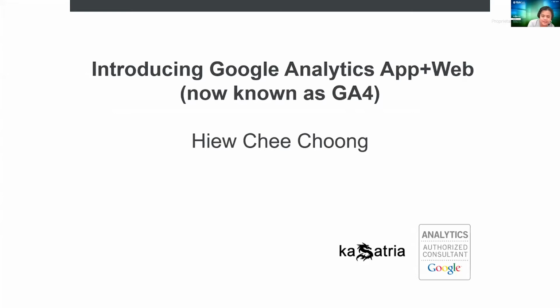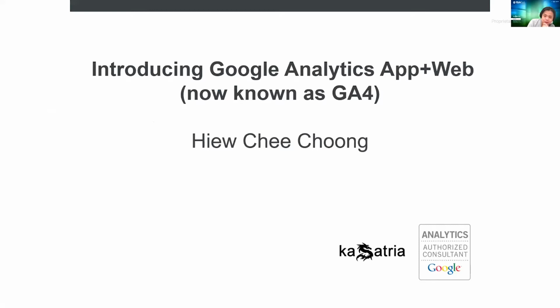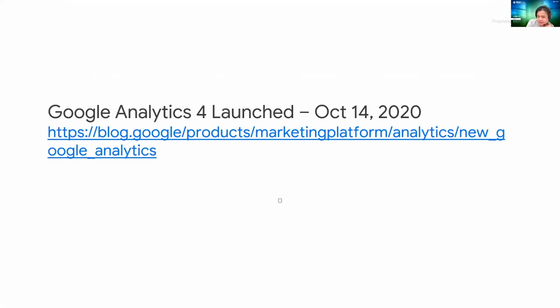Originally, the title of the session was introducing Google Analytics App+Web, but it has changed because in between the planning of the session and today, Google Analytics 4 actually launched on October 14th. So what was previously known as Google Analytics App+Web is now known as Google Analytics 4. They've just rebranded it and made it an official launch on October 14th.